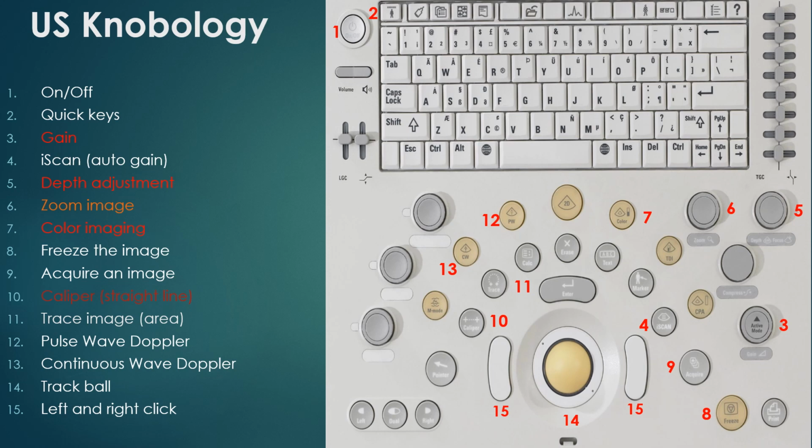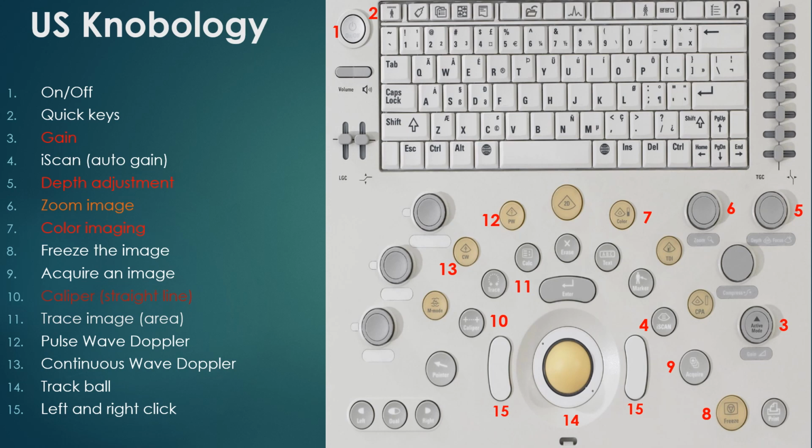The gain knob is number 3 here as listed, and you turn it clockwise to increase the gain. The problem with increasing the gain is you're going to change the overall strength of returning echoes and amplify the signals, but sometimes you amplify them so much that you lose some of the resolution.